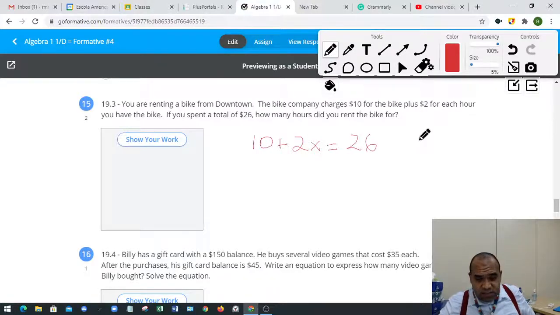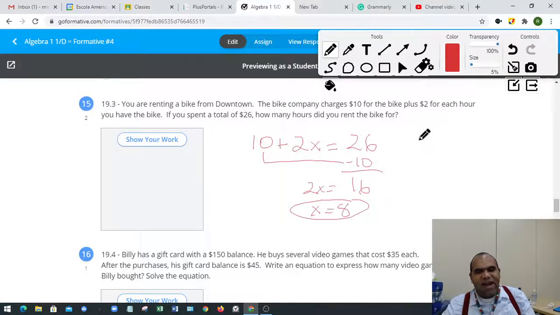Great. Right now I can understand how I pay for those bike rents. Let's understand this one. I move 10 by its opposite, negative 10. It is 16. 2x equals 16. How many times 2 goes into 16? It is, yes, 8. I spent 8 hours. Remember, word problems, word answer. Remember to write here, I spent 8 hours. Great.